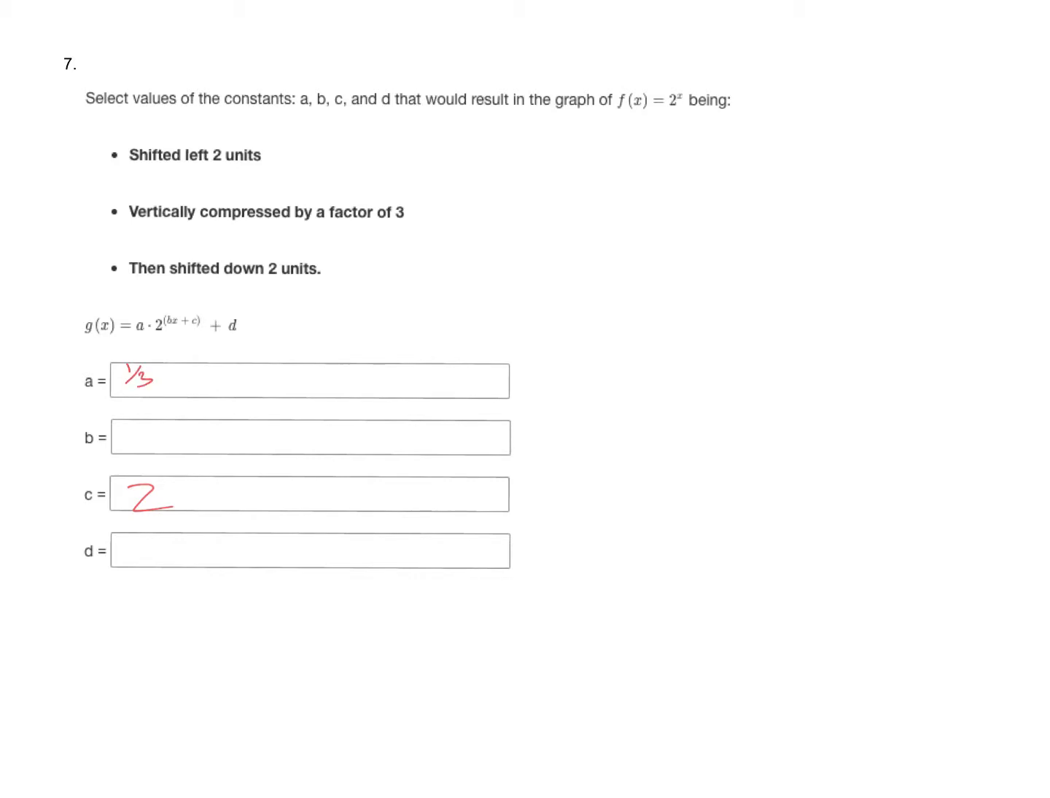And then shifted down 2 units. Again, that's vertical, so it should be outside the function. I'm just adding a -2 or subtracting a 2 to my function there.